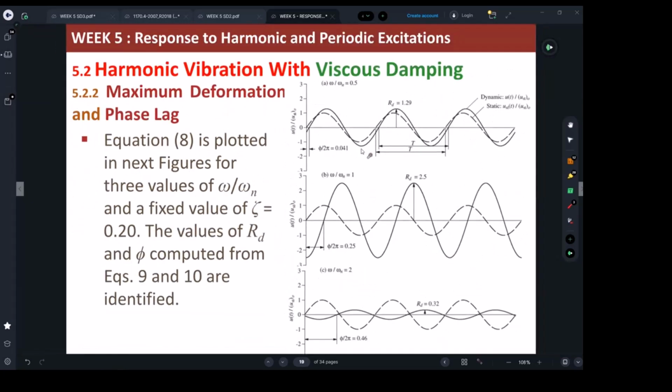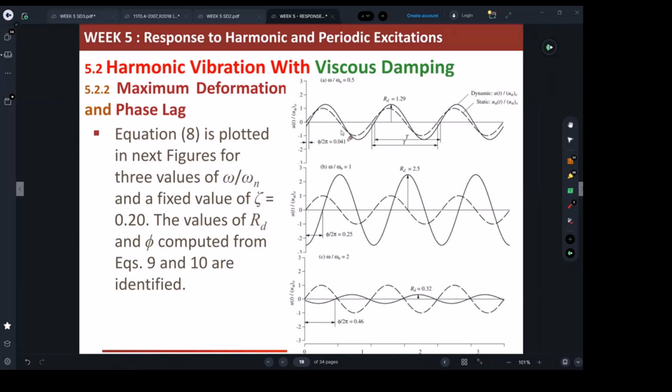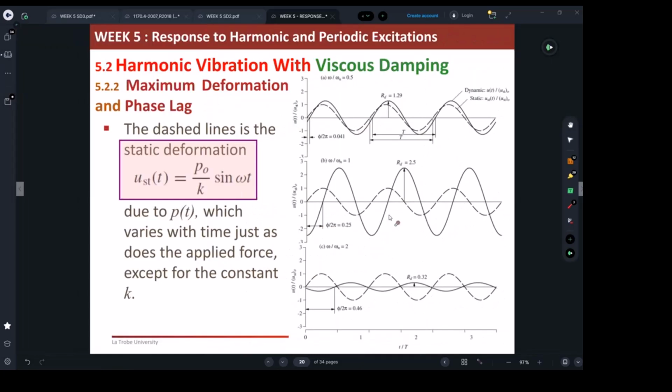So when you review these notes, try to really imagine those curves and see what's happening to the amplitudes when we change this ratio. Is there any question about what I'm talking about?